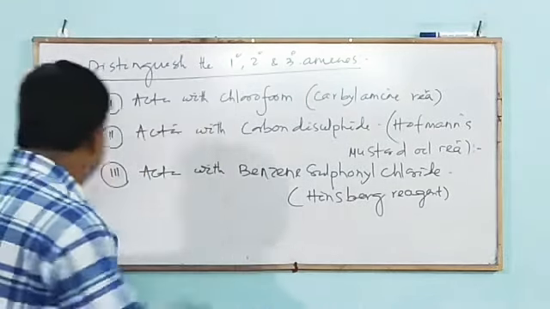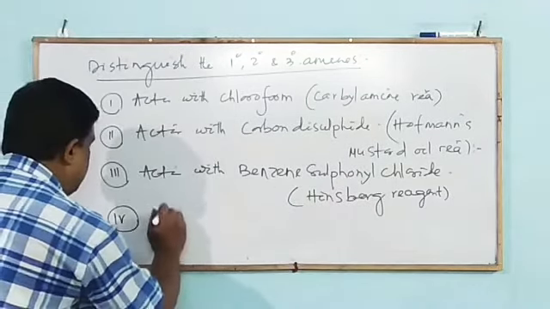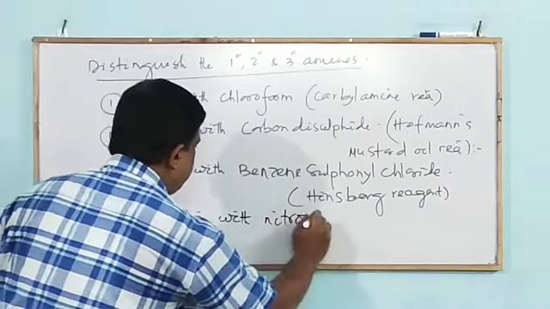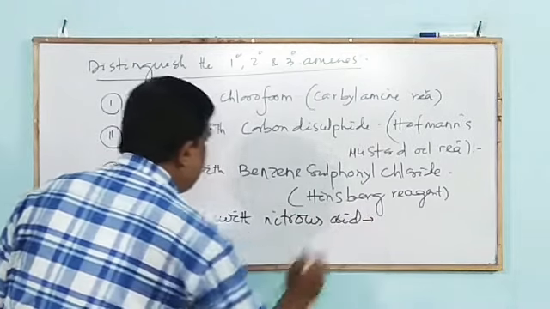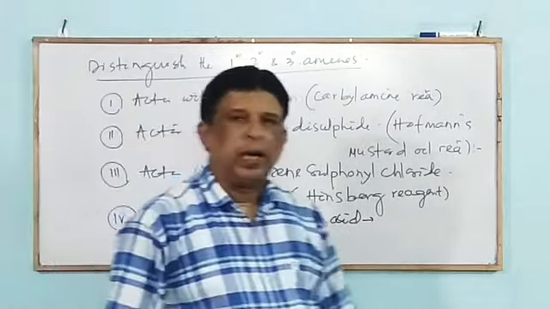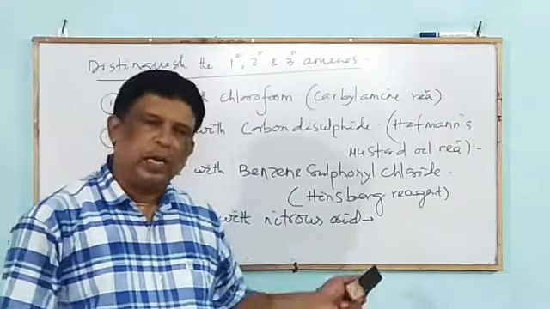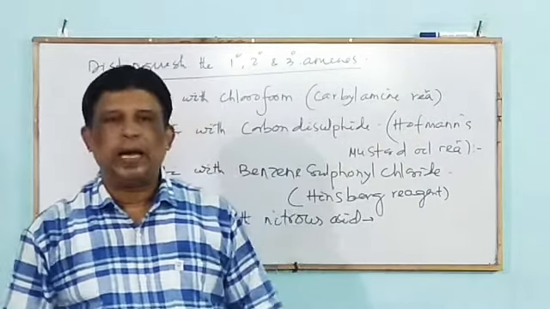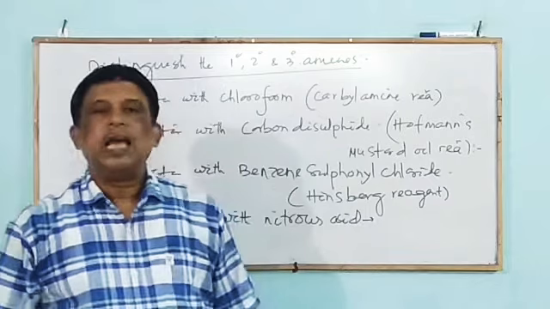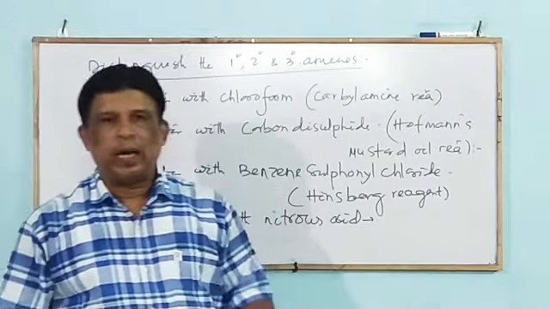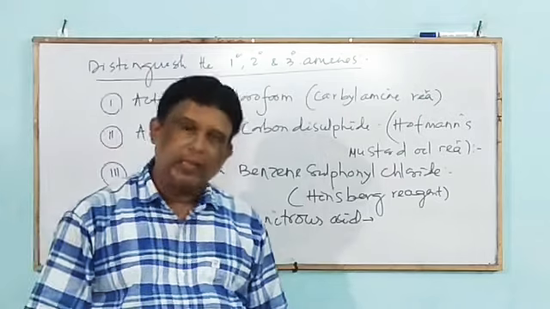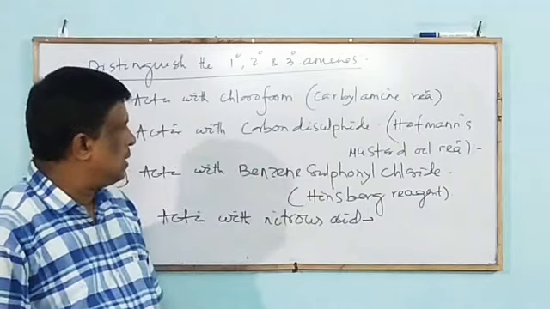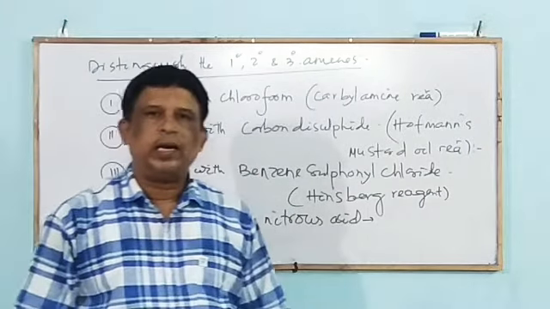Okay. The next one is the reaction with nitrous acid. It is important to identify 1 degree, 2 degree and 3 degree amines. Primary amine is identified by liberation of nitrogen gas. Secondary amine is identified by the Liebermann nitroso test. Tertiary amine is identified by formation of a soluble salt, aliphatic or aromatic, or formation of an insoluble salt. These are the methods for the distinction of primary, secondary and tertiary amines.